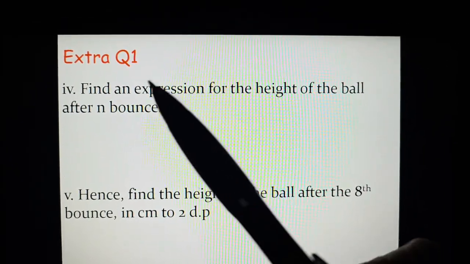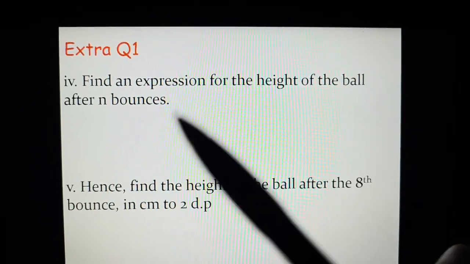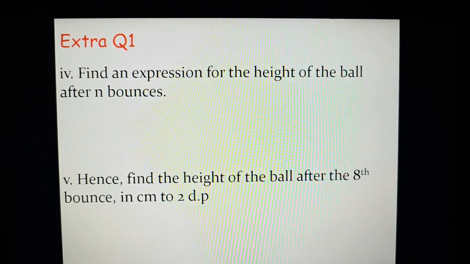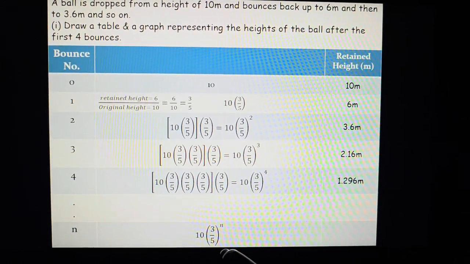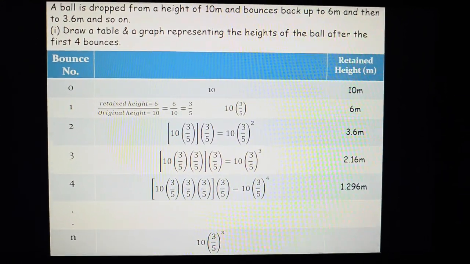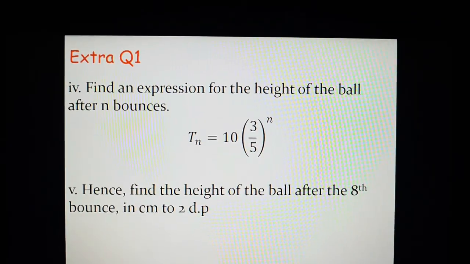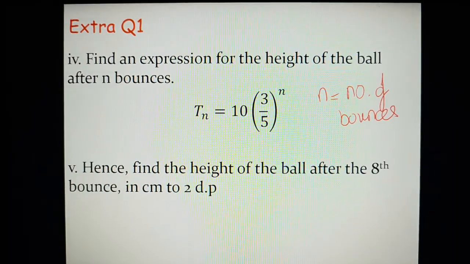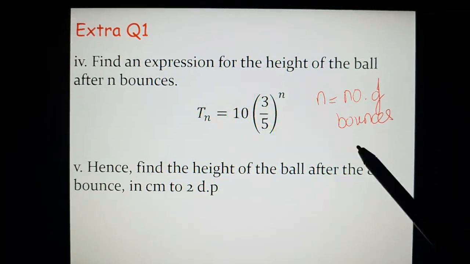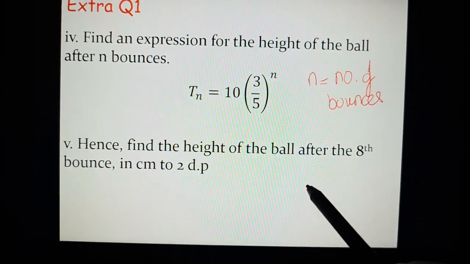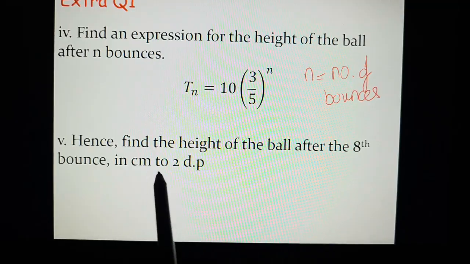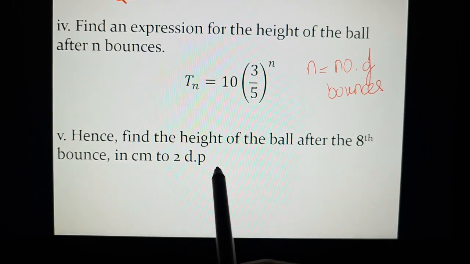Part 4 of the question said, find an expression for the height of the ball after n bounces. Well, we've already done the work on that. The answer was t of n equals 10 times 3/5 to the power of n, where n represented the number of bounces. Okay, and it's important to note what n represents. Hence, using what you just did, find the height of the ball after the 8th bounce. Give your answer in centimetres to 2 decimal places.